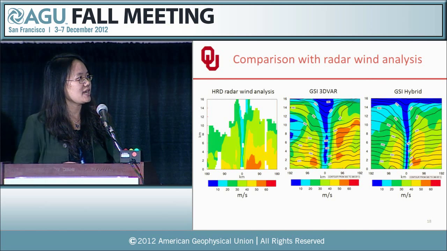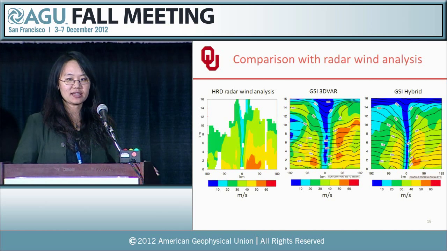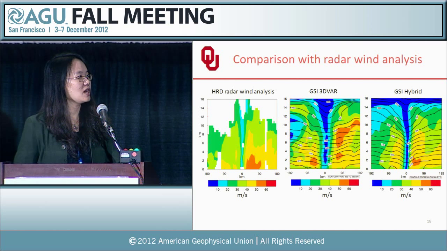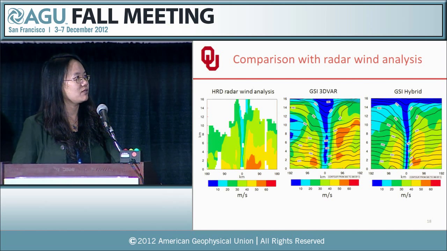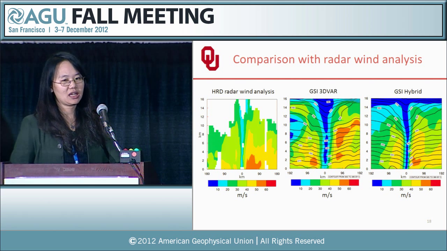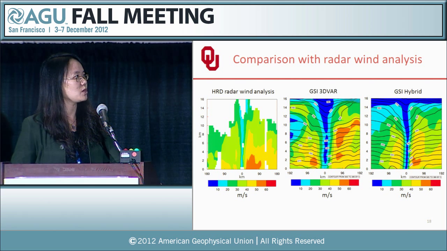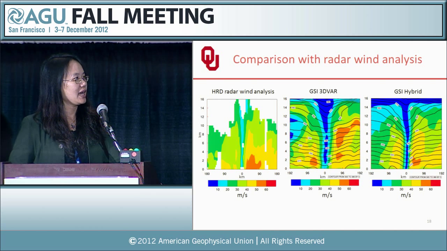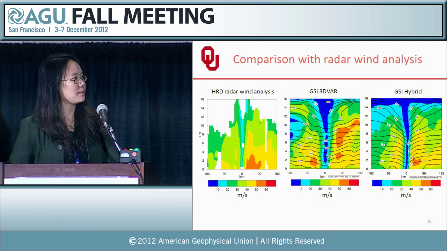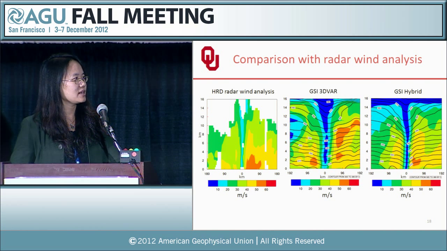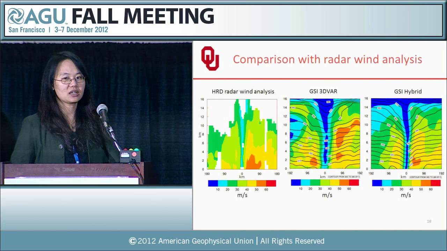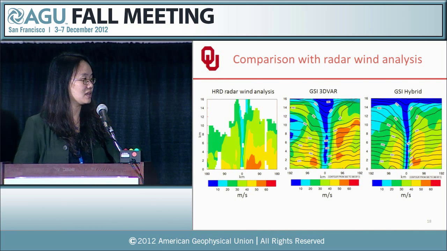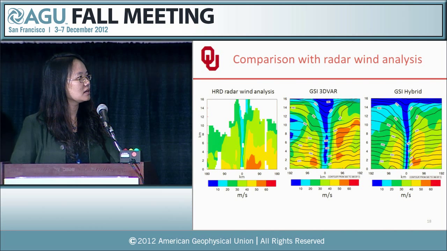What's shown here is the window analysis at the end of the simulation window for the GSI 3D and the GSI hybrid. We verify those with the HRD, Hurricane Research Division from NOAA, radar window analysis. If you look at the spatial distribution of the wind, the hybrid is actually much closer to the HRD wind analysis as compared to the GSI 3D. For example, the GSI 3D has multiple maximum centers. There is also a maximum at upper levels, which is not consistent with our understanding of the hurricane. Next, please.